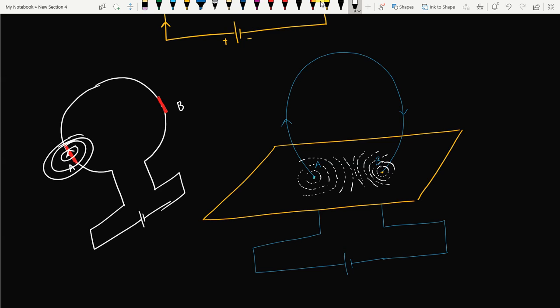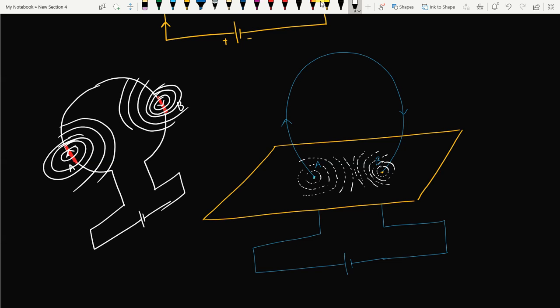Similarly, at B current is downwards. Again we can use the right hand grip rule and make circles here. As you go away from the conductor, the rings become larger in size. By using right hand grip rule, you can find out the direction of the magnetic lines. So let us now find out the direction and put the arrows here.